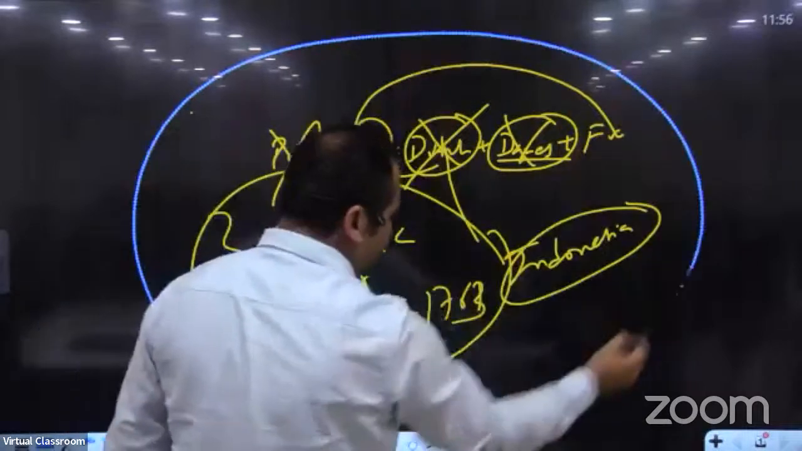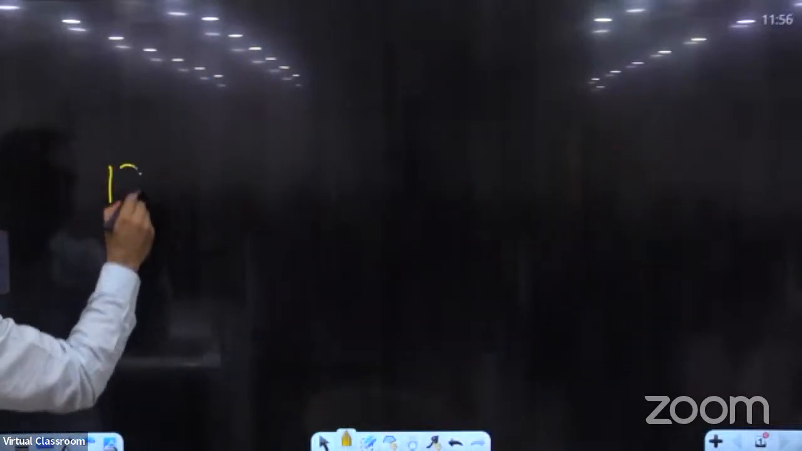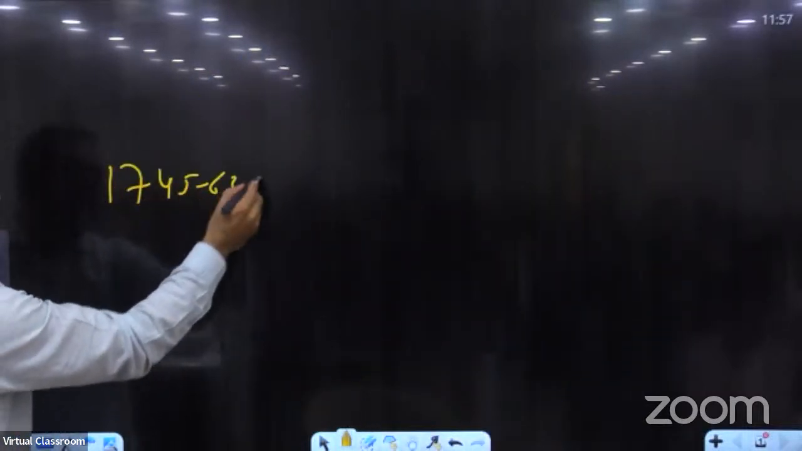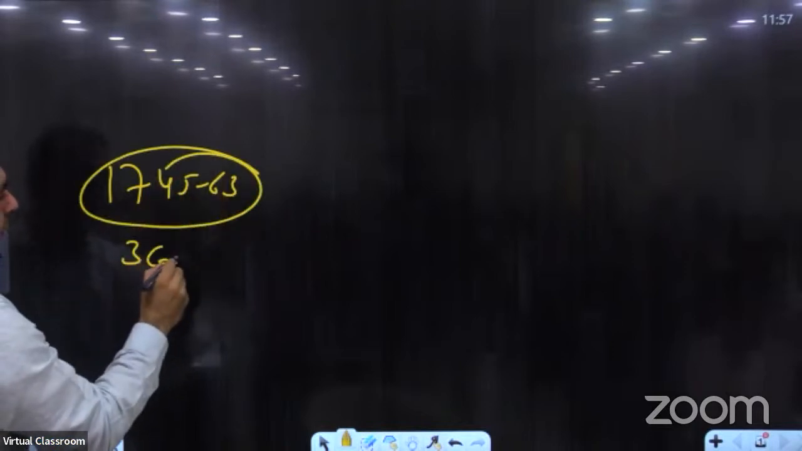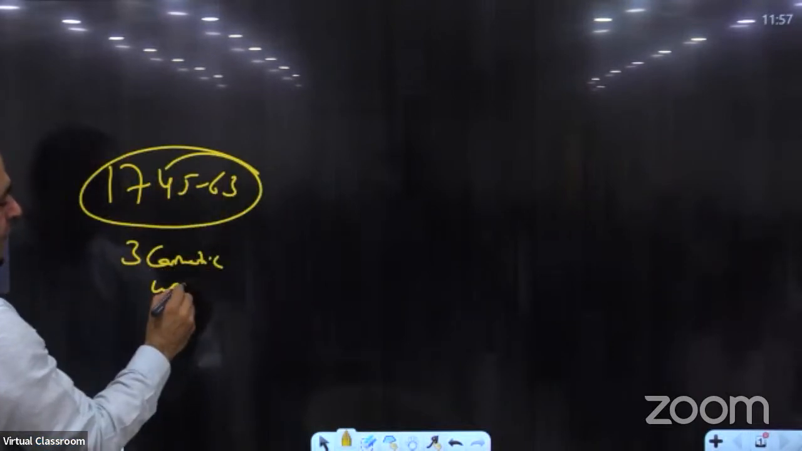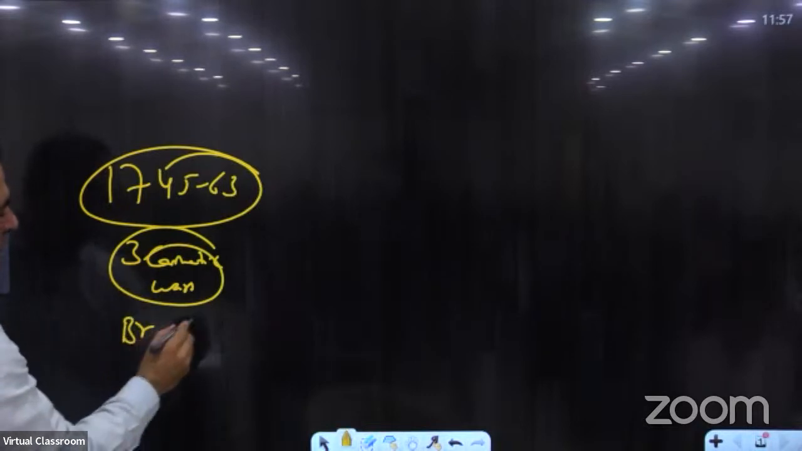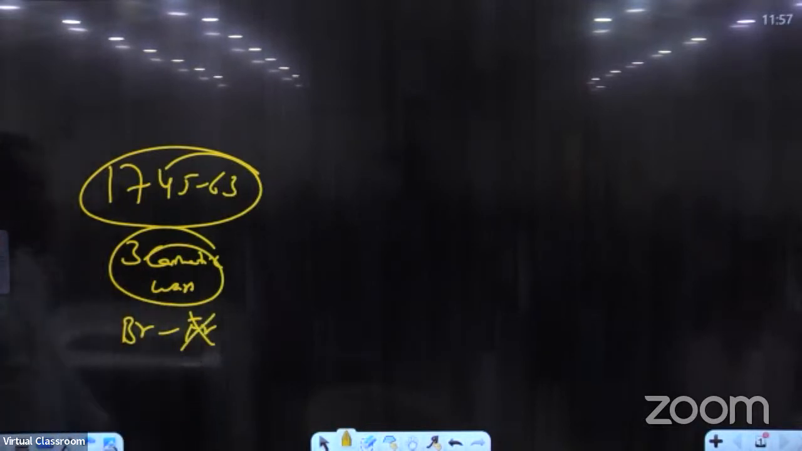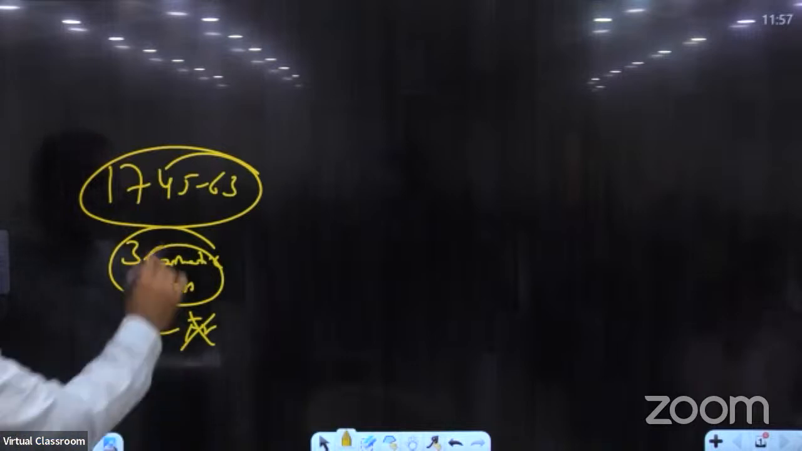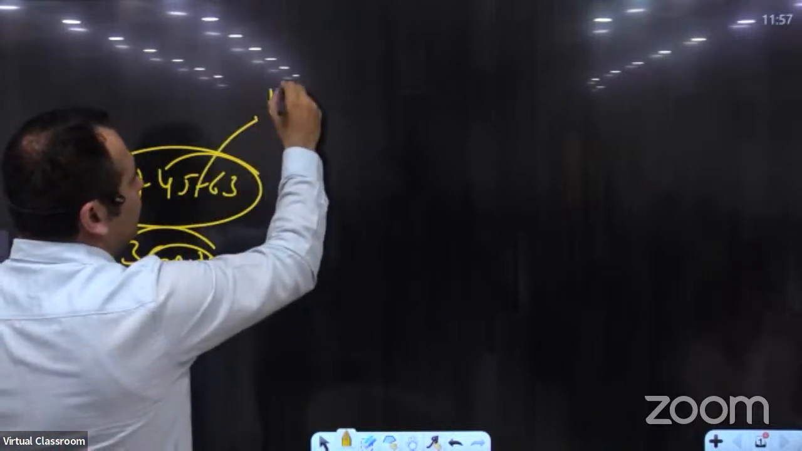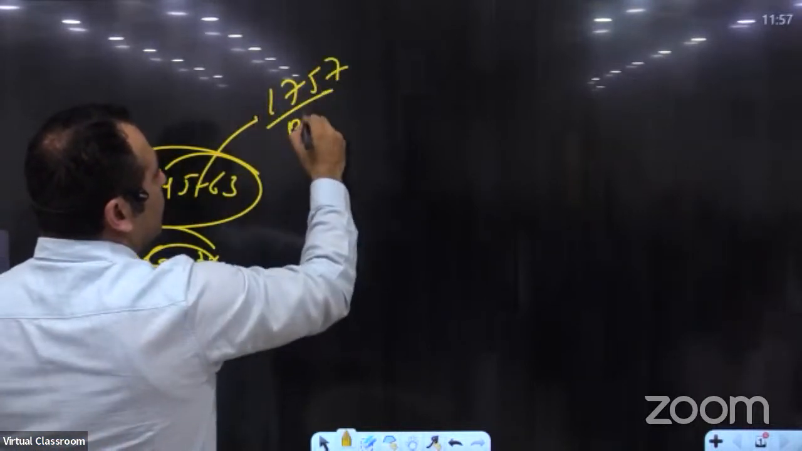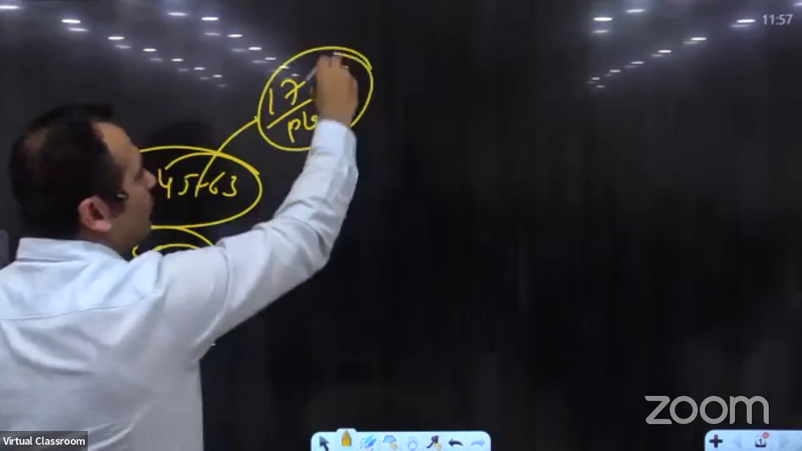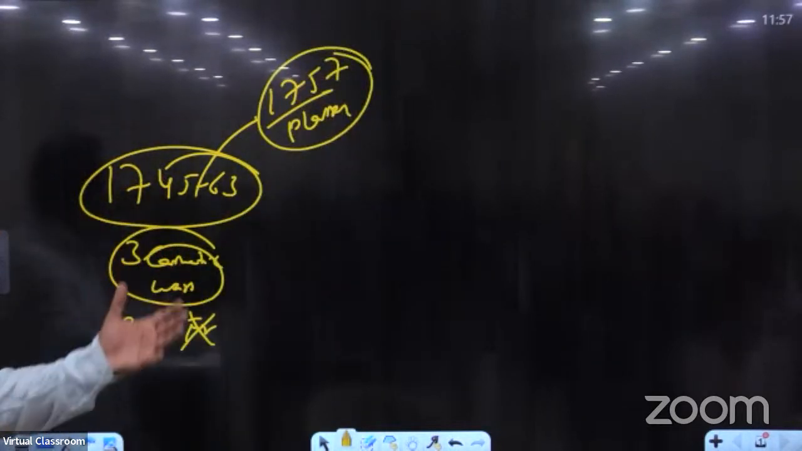Now, before I come back to this map and explain the next things, let me tell you a few important things here. 1745 to 63 is the time of the three Carnatic wars, in which the British outdid the French and became the only European player in the game. In between this, in 1757, Plassey happened and the British became more powerful because they got control over Bengal.